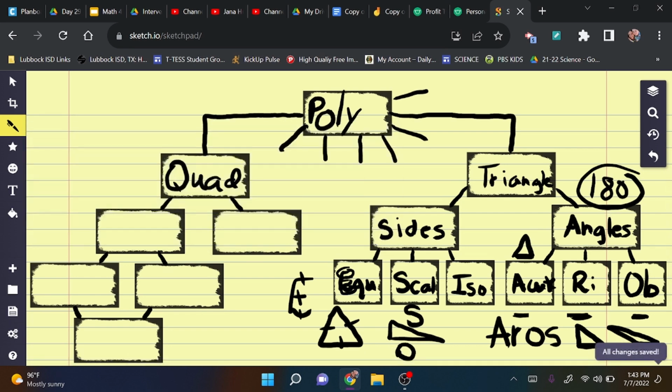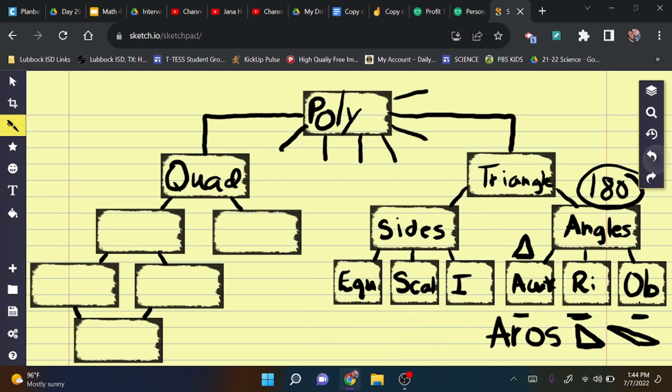Then we have our last one, which is an isosceles, and that means 2 sides are equal. And I remember the letter I, the top and the bottom are equal. So when you come to the triangles, you can remember that you can classify them by their angles or by their sides, okay?